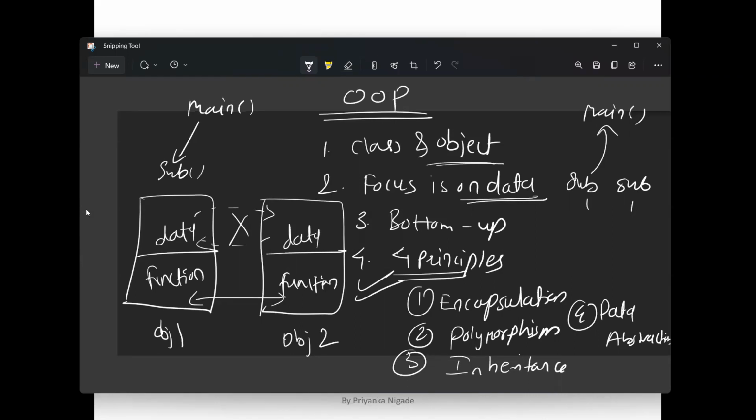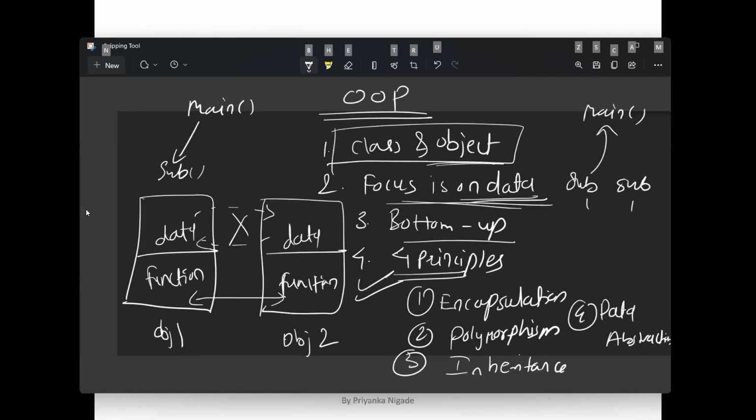So is the point clear? What is object-oriented programming language? I can say it mainly, just observe three important points. It focuses more and more on data, guys. It follows bottom-up approach. And here two important components are very, very important.